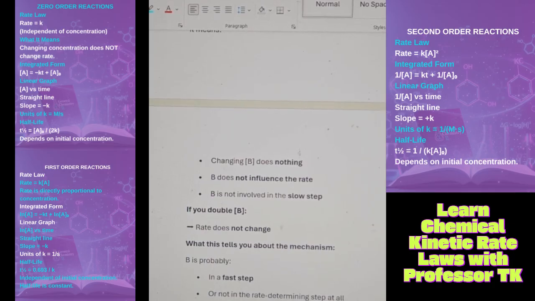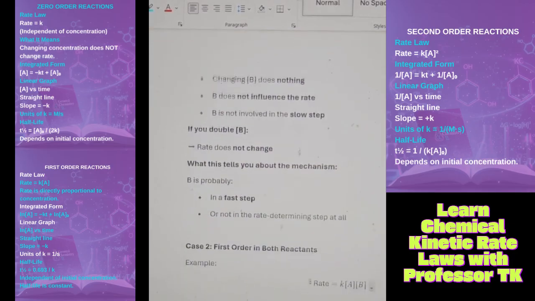What it does tell you is that it's probably in the fast step or not in the rate determining step at all. So when you actually write out your rate law, you may not even have it at all.